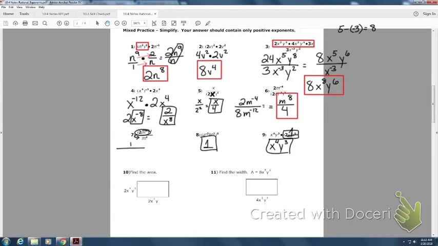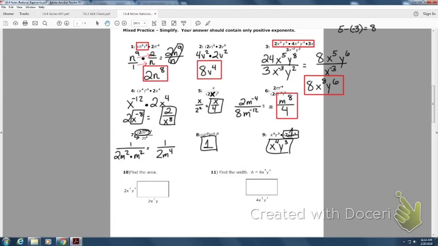So I'm going to have 1 over 2m squared. Now I don't have to put parentheses into the power of 1. But now I'm going to multiply that by m squared, which was already down there. And that gives me 1 over 2m to the 4th.